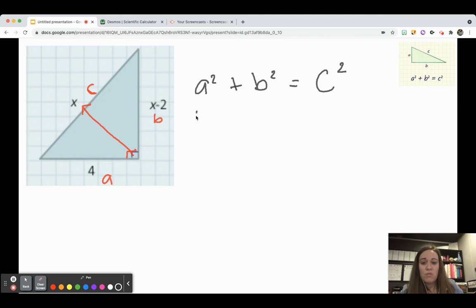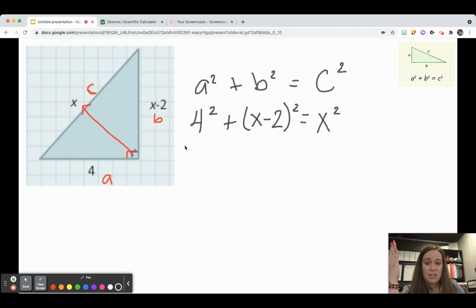I'm going to use 4 squared as A, so 4 is A, 4 squared. Then the whole base is going to be x minus 2 squared, and C has the letter x on it, so that's x squared. Now let's dive into what this means. We have 4 squared, which is 4 times 4. That number is 16. And then we have x minus 2 times x minus 2, and that is equal to x squared.